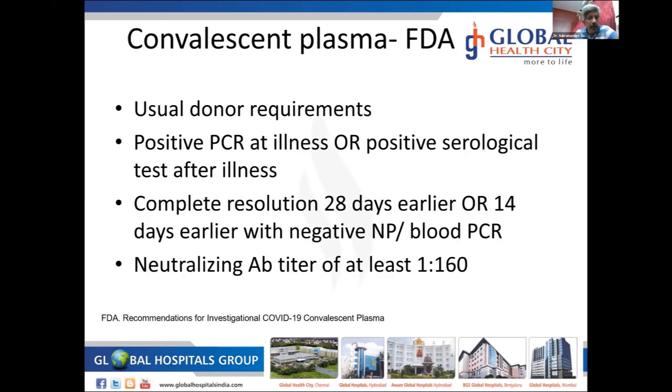What does the FDA say? Usual donor requirements. They should either have had a positive PCR or illness, or they accept a positive serological test after an illness consistent with a COVID-like situation. And there should be complete resolution 28 days earlier, or at least 14 days earlier with a negative nasopharyngeal or blood PCR for COVID. And you want to have a neutralizing antibody titer of at least 1 in 160. The FDA themselves realize that they don't have all of this. So they say, store the plasma and give it as you need it, but later on we'll test and see if it was good enough. So obviously all of this is in context. You need to infer from context and see how the risk is.